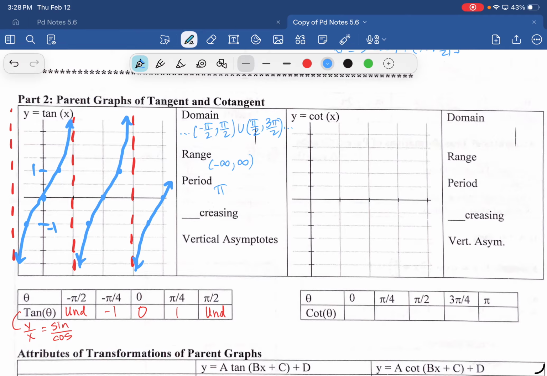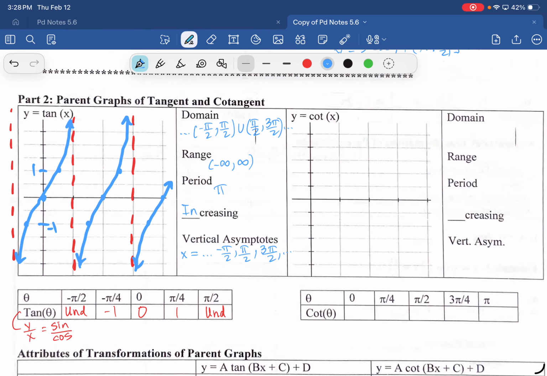So cotangent of pi over 4 is 1. That's a point that tangent and cotangent would share if we drew them on the same grid. That point is the same as that tangent point right there. But then cotangent of pi over 2 is 0, and cotangent of 3 pi over 4 is negative 1. So drawing the appropriate shape between those vertical asymptotes that goes through those points gives us that rough estimate of what the cotangent graph looks like.